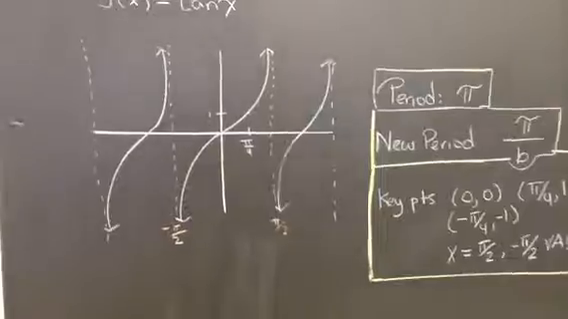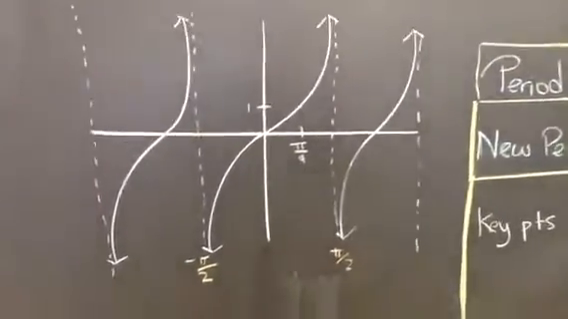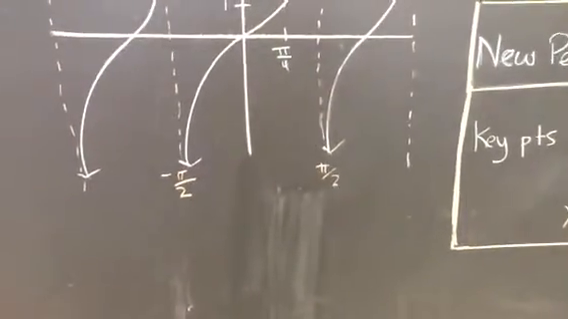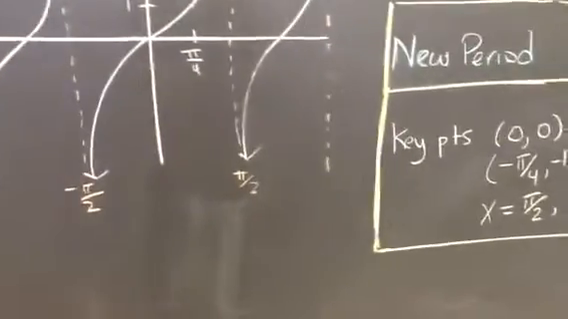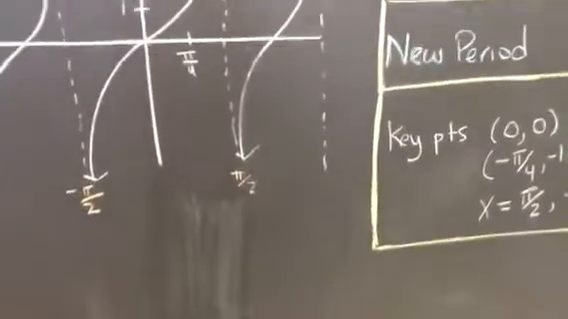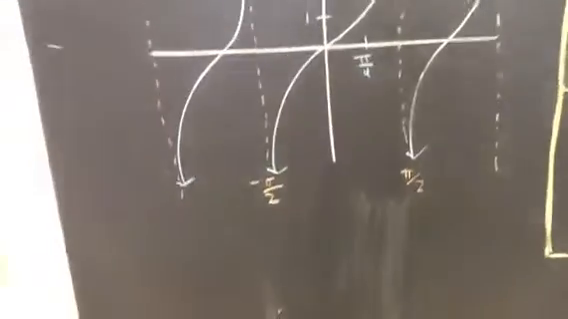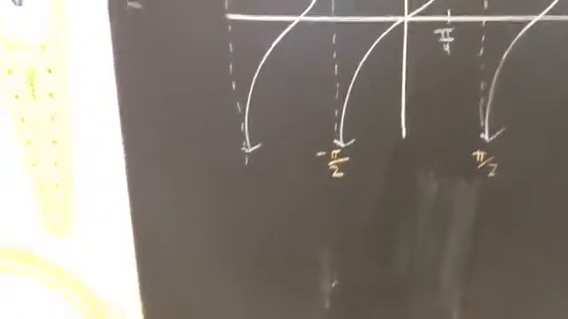Now the asymptotes are at the values of pi over 2. So pi over 2, then would come 3 pi over 2, 5 pi over 2, 7 pi over 2. To the left, negative pi over 2, then negative 3 pi over 2, negative 5 pi over 2, and so on and so forth.